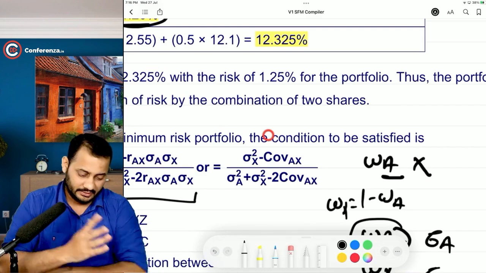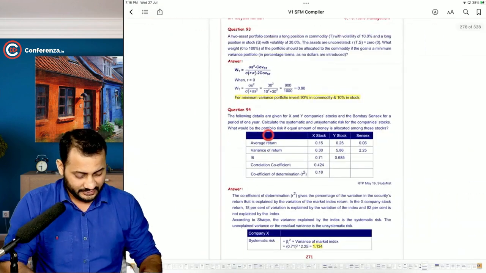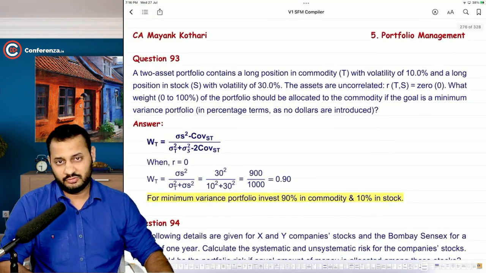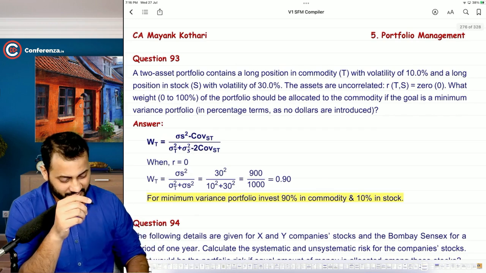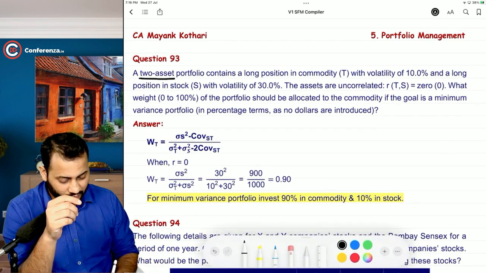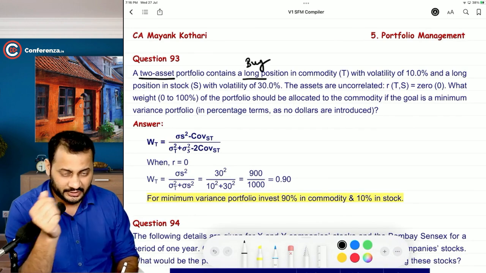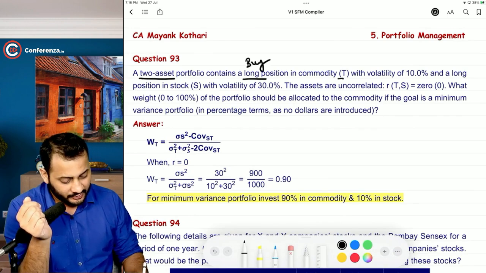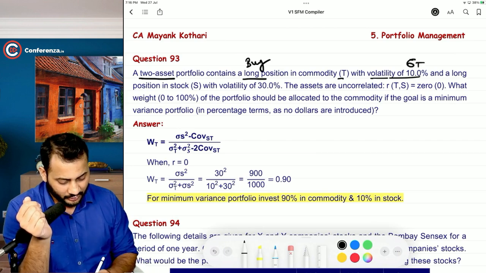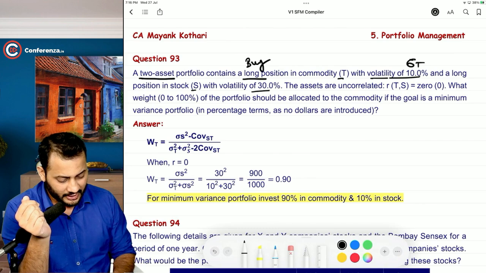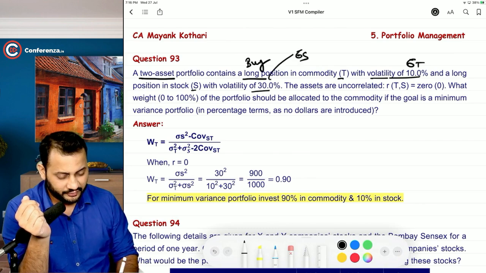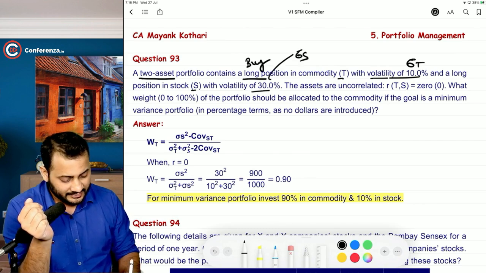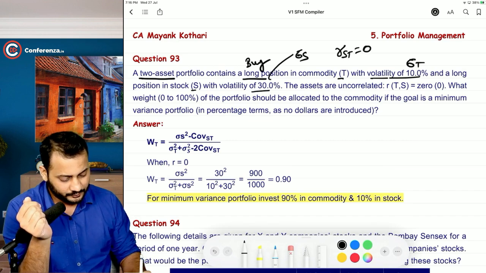Understood the concept? Great, sir. Let's solve one more question on this concept. See, a 2-asset portfolio contains a long position, that means we have a buy position, in a commodity T with a volatility of 10%, standard deviation of this T, and a long position in stock S with a volatility of 30. So this is standard deviation of S. The assets are uncorrelated. That means the correlation coefficient between S and T is 0.